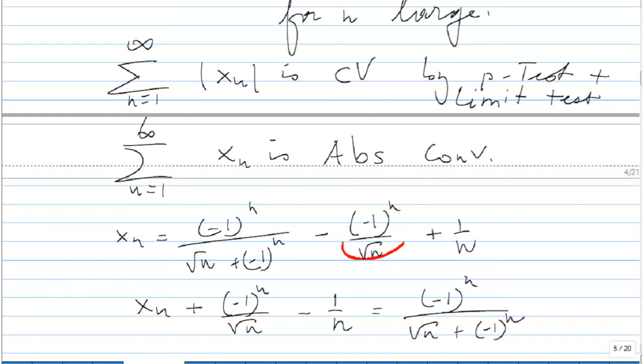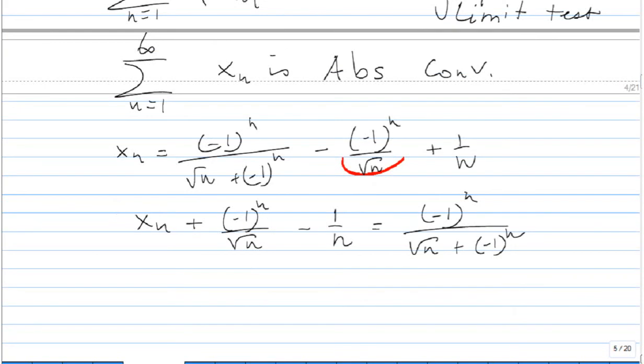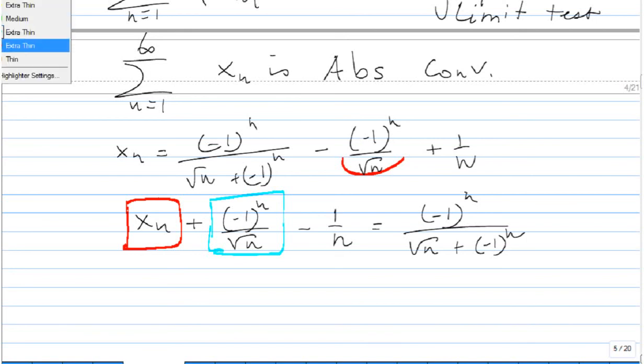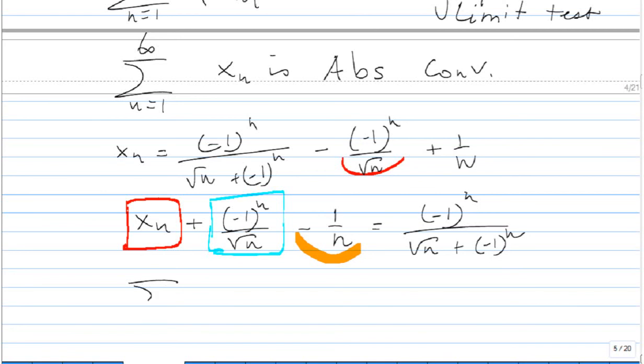Okay, so as you can see now, let's look at it. This one here is absolutely convergent. This one here is conditionally convergent by the alternating series test. And this one is divergent. So the total will be divergent. So the series, one is absolutely convergent, one is convergent, therefore it's convergent, plus one which is divergent, therefore the total is divergent. So this series is divergent.